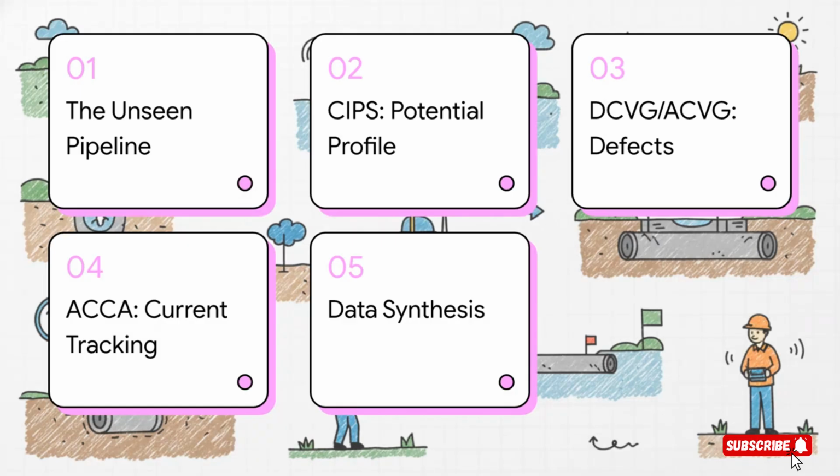So here's the roadmap for our session. First, we're going to talk about the big challenge. How do you even inspect something you can't see? Then we'll get into the details of the main survey methods: SIPS, DCVG, ACVG, and ACCA. And to wrap it all up, we'll look at how the pros take all this different data and put it together to get the real big picture of a pipeline's health.